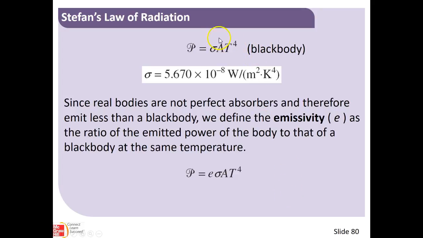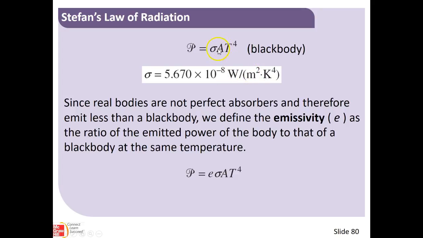This is the power equation for it. So remember, we're just looking at how this is going to emit some sort of radiation. It's equal to this funny looking symbol here, sigma. Sigma is equal to 5.670 times 10 to the negative 8. This is a constant.